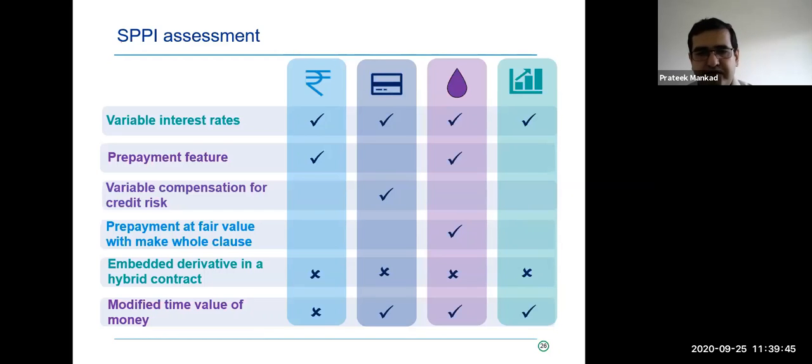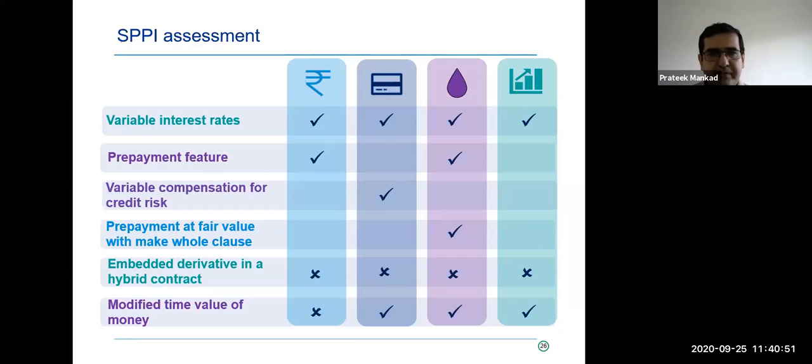The third example is of a variable compensation for credit risk. Now, basically here I'm telling that when the loan is disbursed, the credit rating is AAA and the interest is say 8%. Later, the agreement says if rating drops to say AA, interest is 8.25%. Do you think SPPI would be met here? Absolutely. It is purely compensation for credit risk. Similar to the first case, credit risk has increased and charging more. Feels like interest, looks like interest, it is interest.